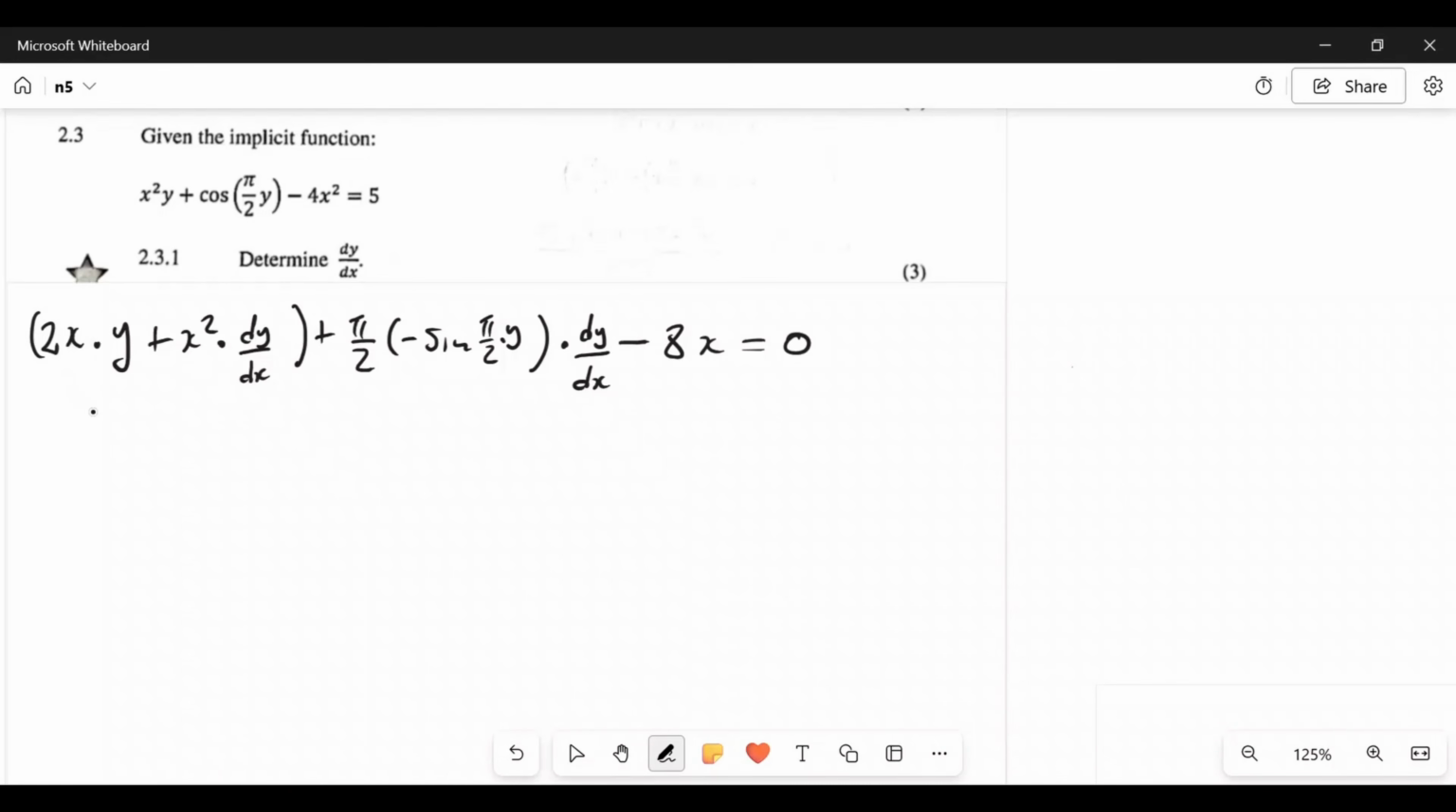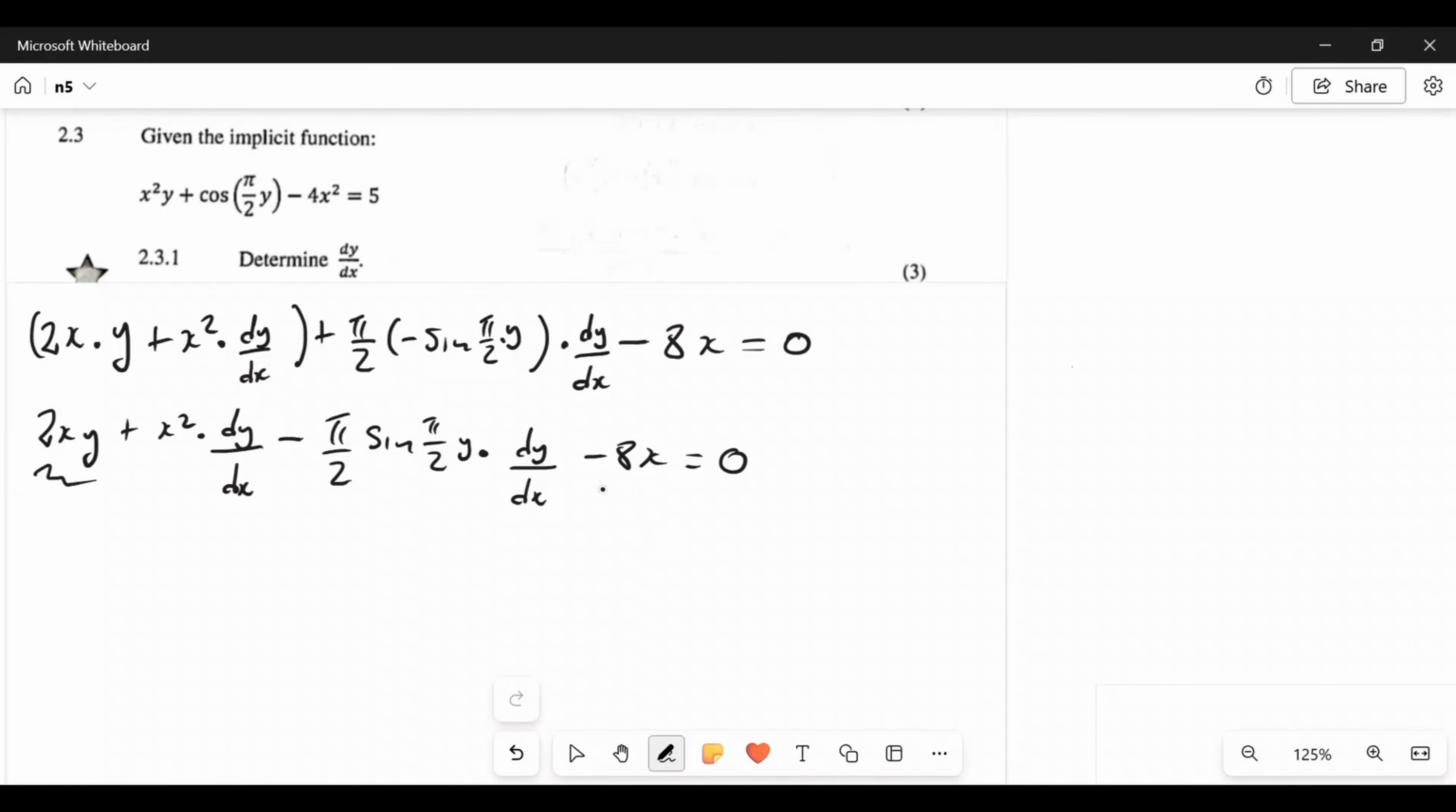Then from here, we need to group all the terms with dy over dx together and the terms that do not have dy over dx. Let's first remove the bracket and multiply by the negative there. If you remove the bracket, we're going to have 2xy plus x squared multiplied by dy over dx, minus, because we have this minus here, pi over 2 sine(pi over 2y) multiplied by dy over dx, minus 8x. All this is equal to 0.